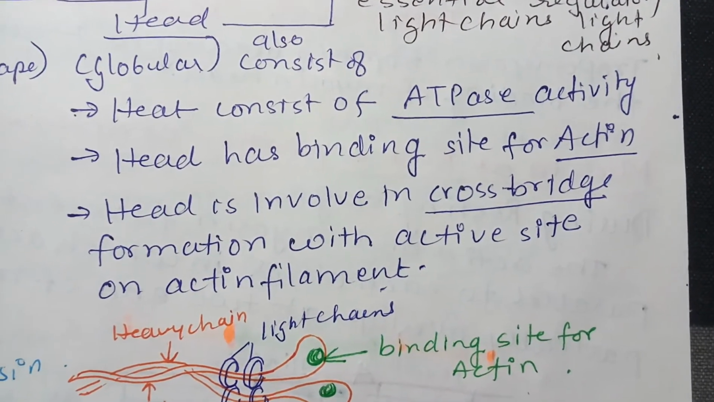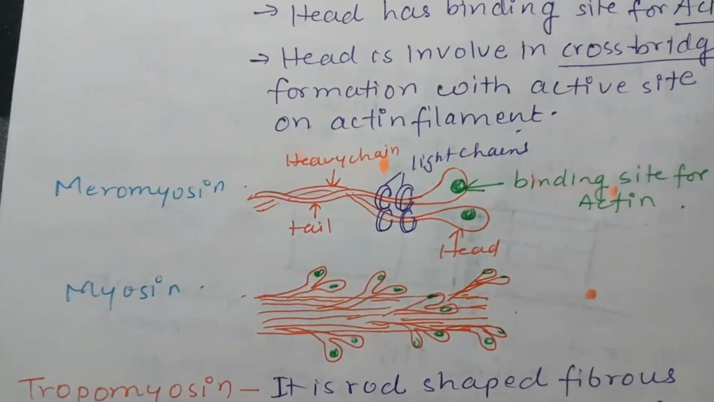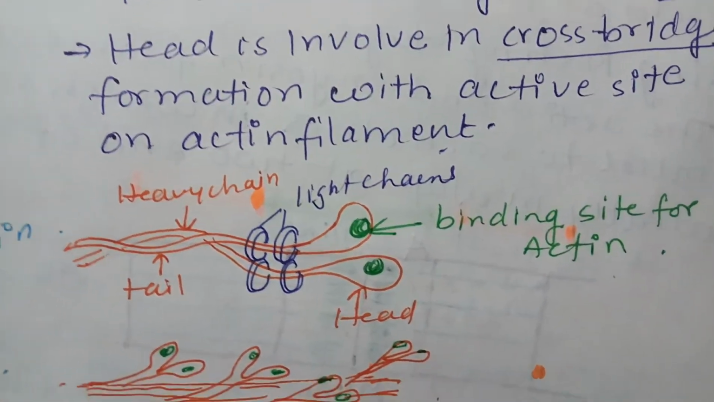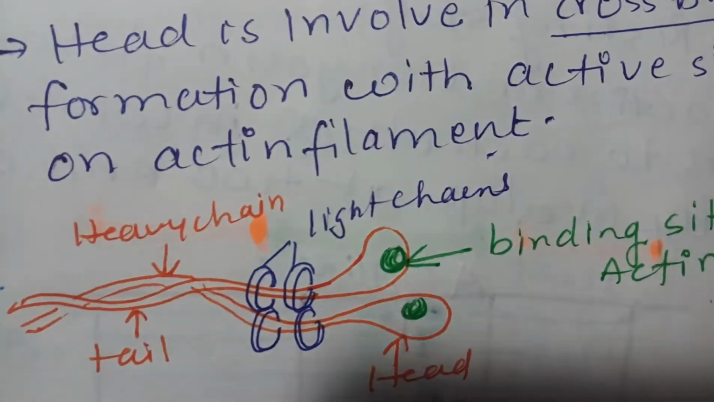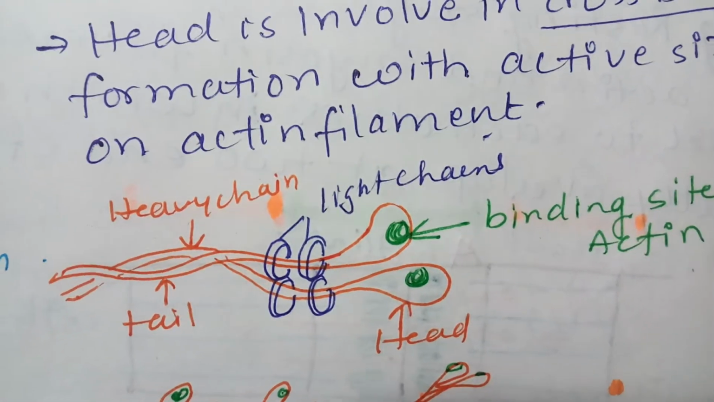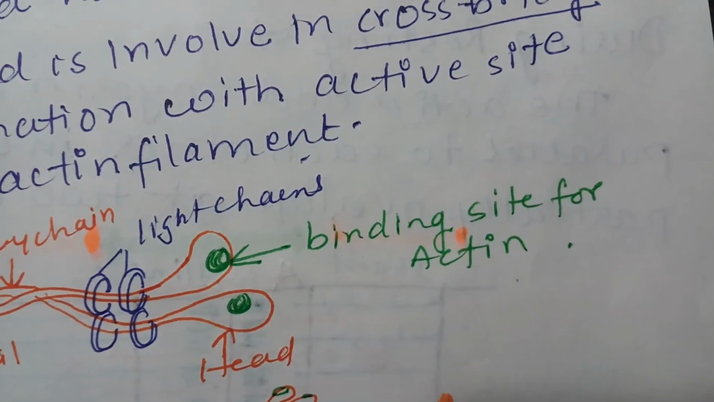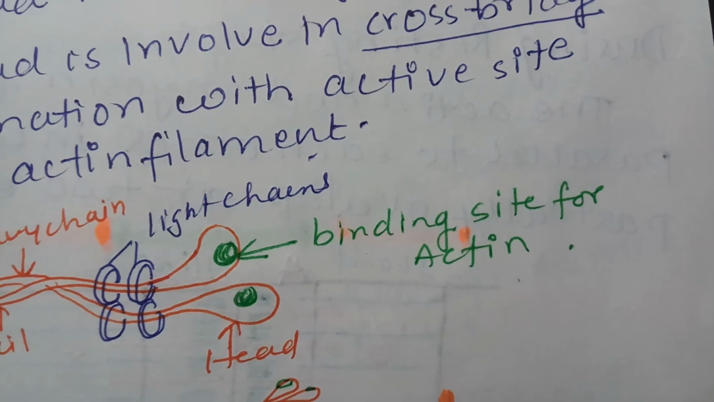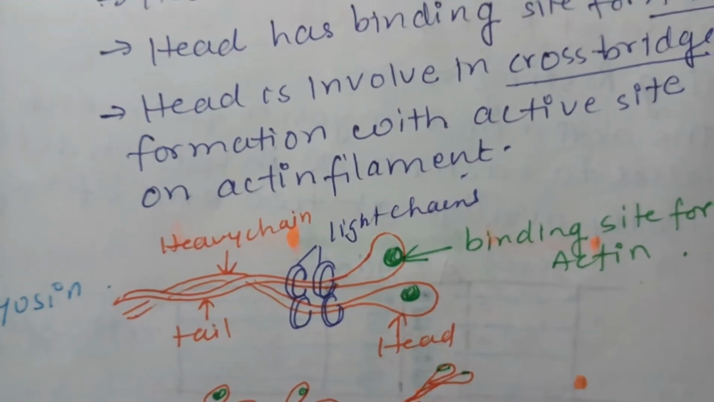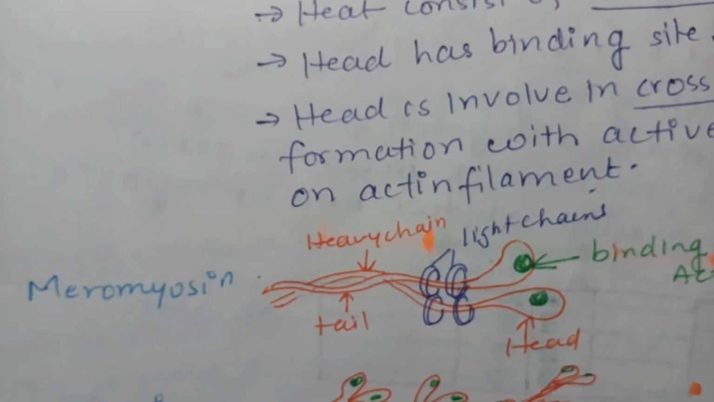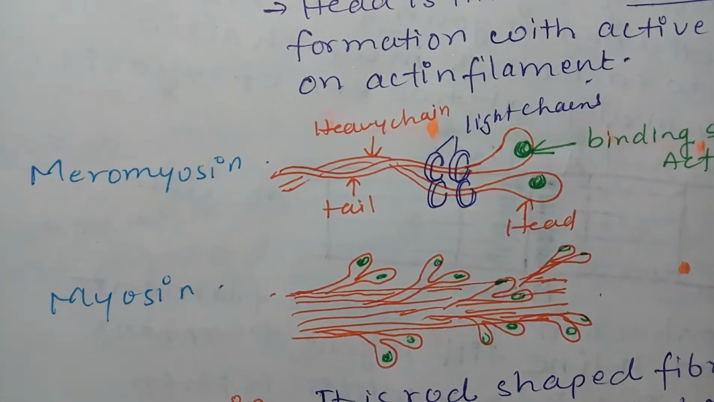on the actin filament. First look at the diagram of meromyosin and myosin. You can say this is the head part, globular, and the tail part. These are the four light chains. And you can see the binding site for actin, which is located on the head of meromyosin. So this is a unit and it polymerizes and gives rise to myosin. So the myosin protein looks like this.